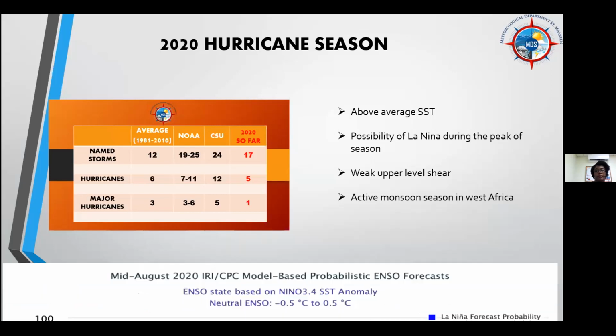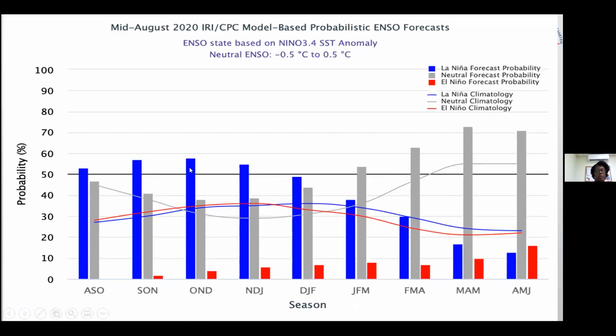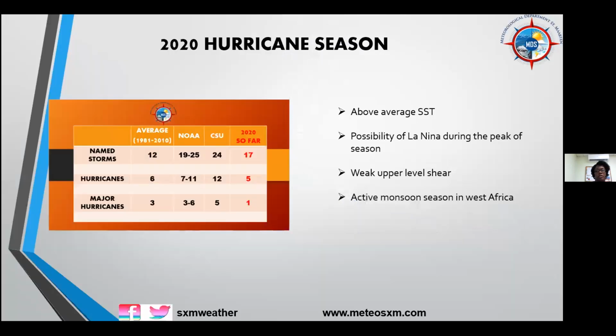So what the scientists have come up with is the blue bars are for the possibility of La Nina. You hear SON, September, October, November, December. This is like the peak of our hurricane season, and the possibility for La Nina is the highest. So that is one of the reasons why all the forecasts have gone for above normal conditions for this hurricane season.